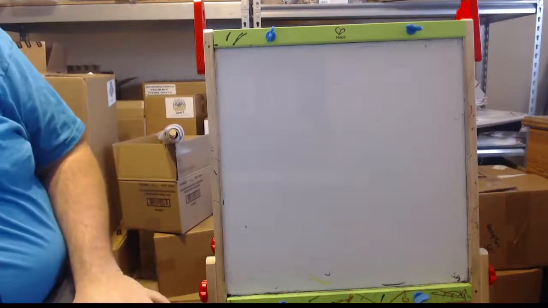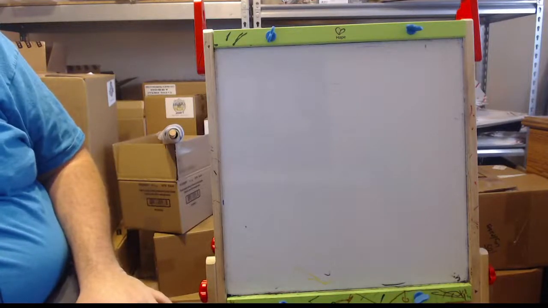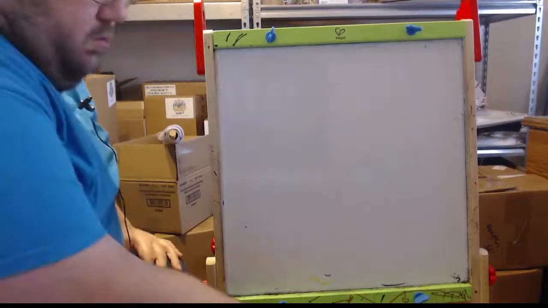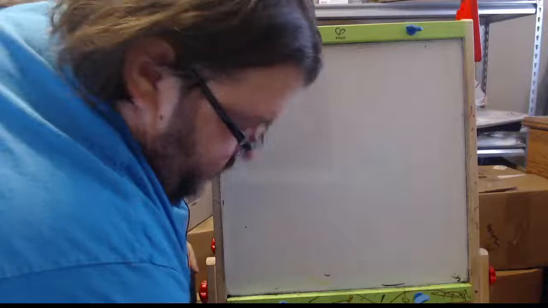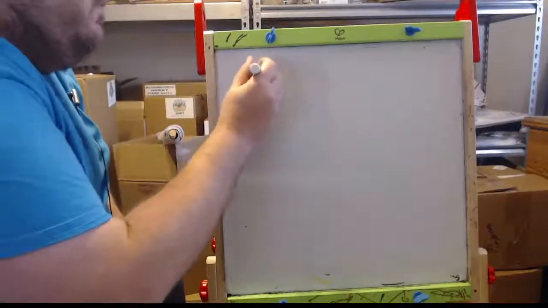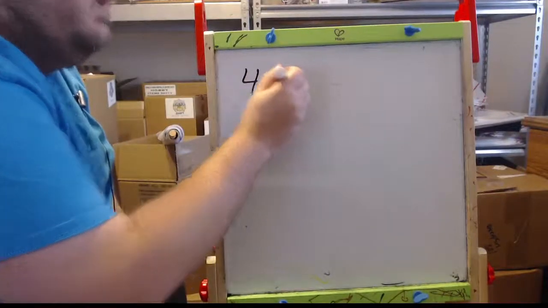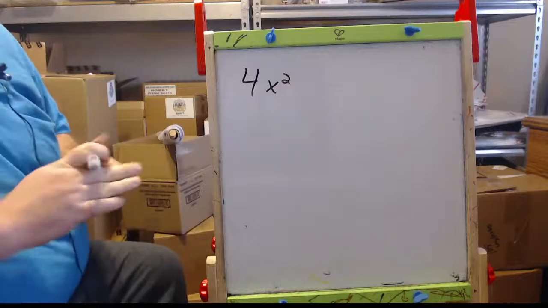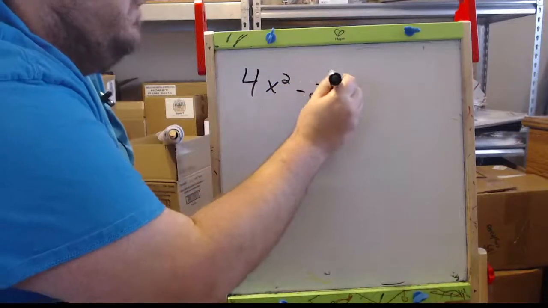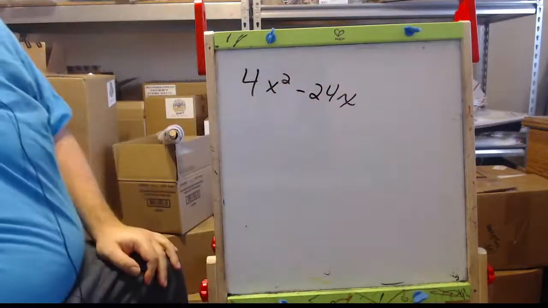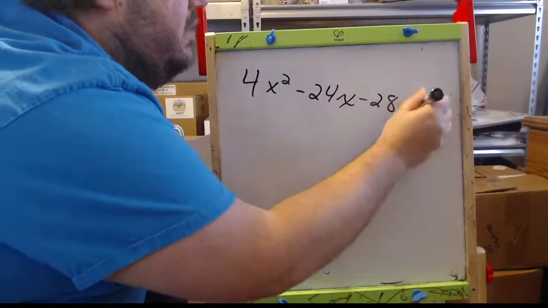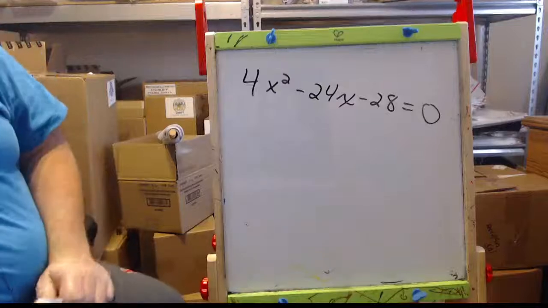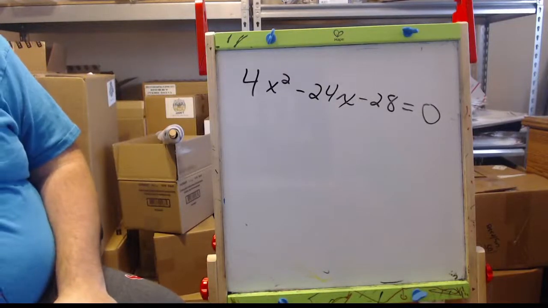All right, so I got 4x squared minus 24x minus 28 equals 0. This is one off of one of the worksheets. Okay.